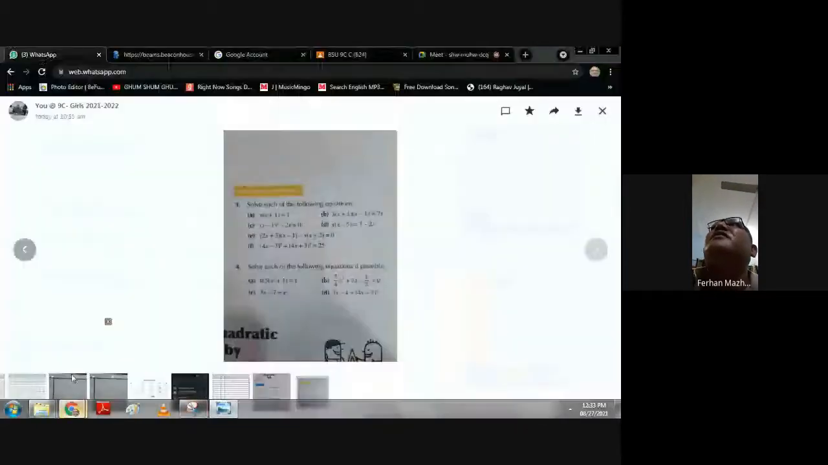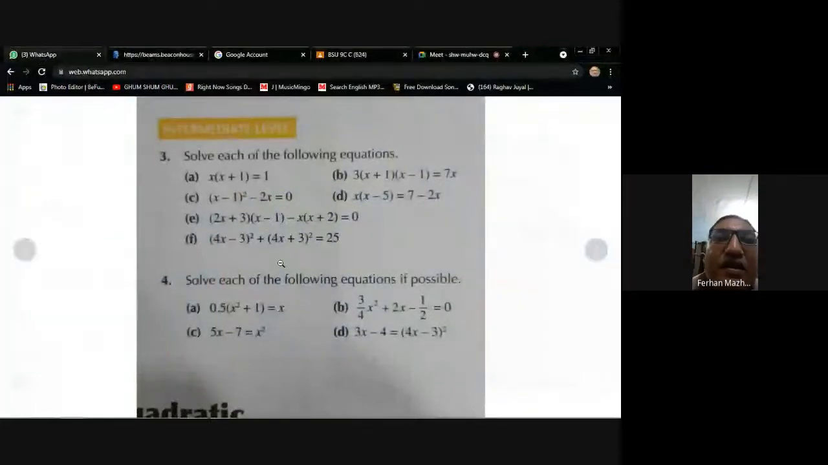So the next question we are going to attempt is question number 3C part. Let me show you the question first. So we are on question number 3C part, and it is (x minus 1) whole square minus 2x equals 0. He wants us to solve this. Because this is not in the standard quadratic form, I will convert it into the standard quadratic form.